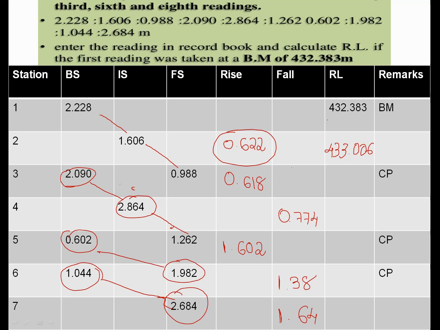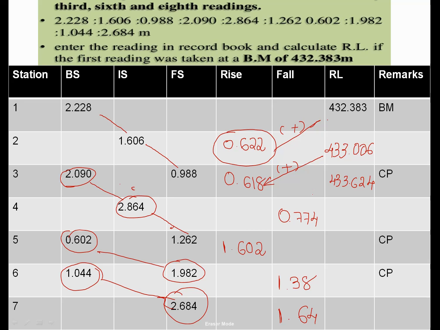Again, this 433.006 plus, because it is a rise, so plus 0.618. Here also you can write it like that. Here it will be plus. You will be getting here 433.624.